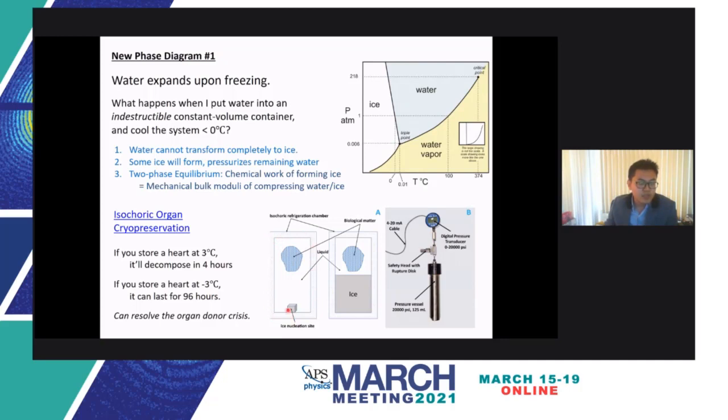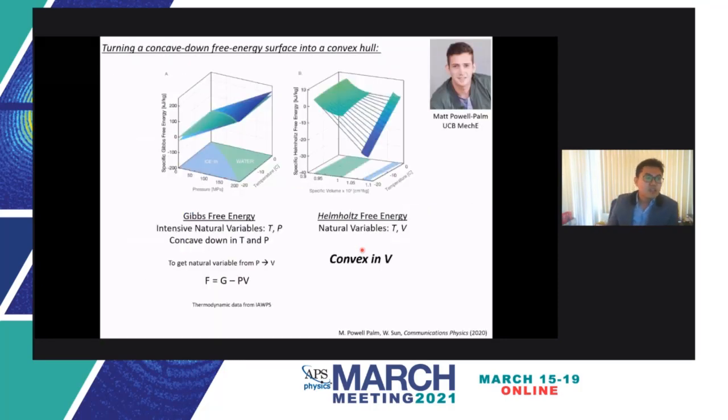They put an ice nucleation site, and you bring it below 0 degrees C, and now it forms this two-phase equilibrium. So all the ice forms down here, and all up here is liquid phase, and so your organs are not disrupted. Okay, so let's do this using the thermodynamic geometry I was talking about.